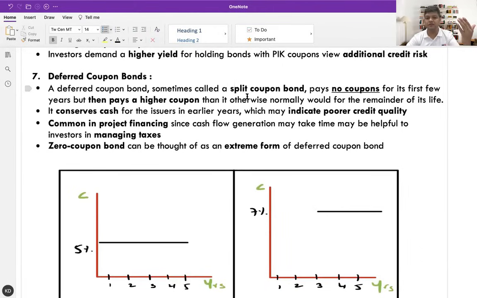So it is a bond which is sometimes also called a split coupon bond, which pays no coupon in the first few years, but then pays a higher coupon than the otherwise normal bond. So it conserves cash initially so that they can pay you a higher coupon later on. It is very common in project financing, since cash flow generation may take time for projects, and they also help you manage taxes.